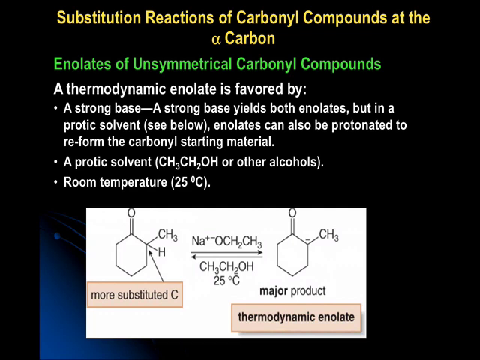Now, thermodynamic enolates can be generated using some different conditions. Again, we're going to need a strong base, okay? But it doesn't have to be as strong as before. So you'll see here that they're actually using sodium ethoxide to show this. And we're generating the thermodynamic enolate. But notice these arrows. Those were not present in the previous one, right? So why are we showing this as an equilibrium and not completely lying to the right?